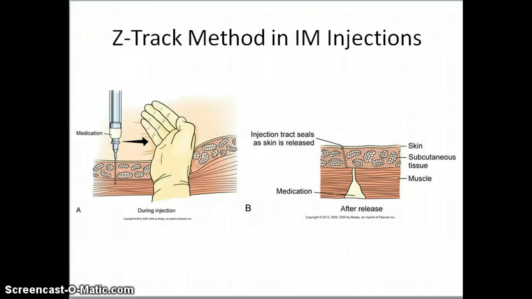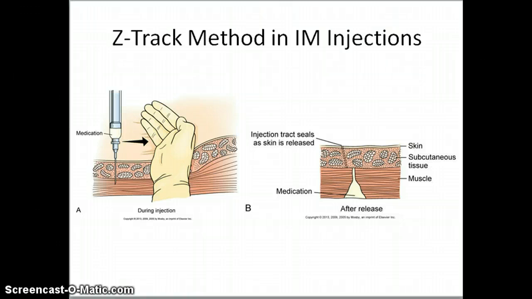Our Z-track is done so that the medication is locked inside that muscle. We pull the overlying skin during the intramuscular injection. It moves the tissue further to the side, and when we release the needle, then we release the skin back and it locks that medication down into the muscle. It's recommended that when administering IM injections, the Z-track method is used to minimize local irritation.